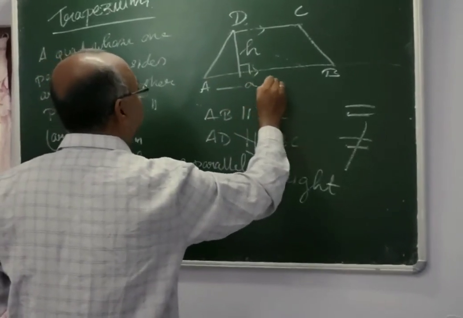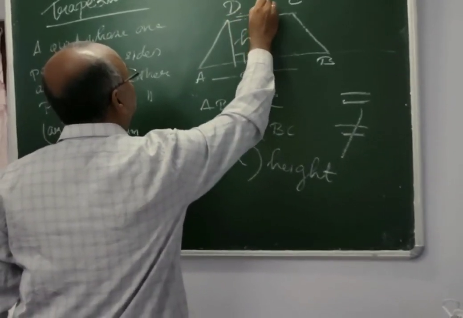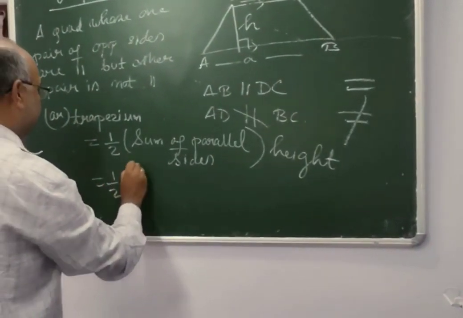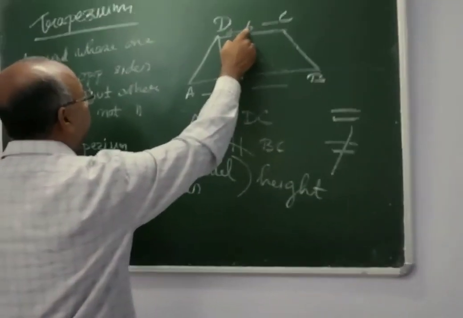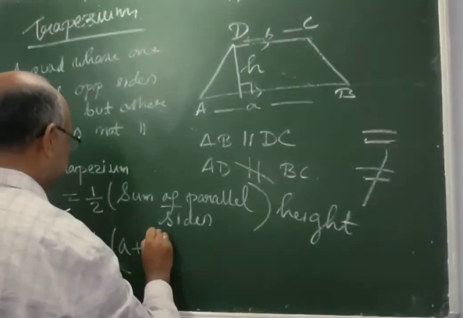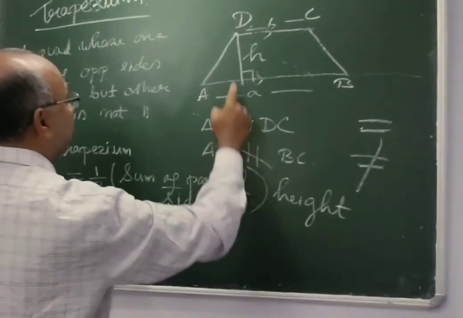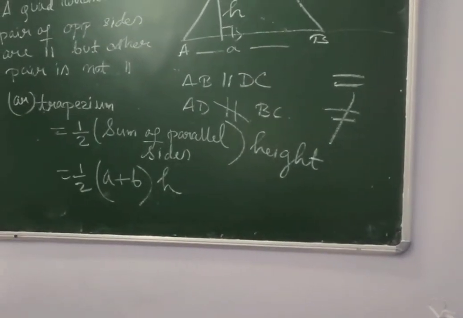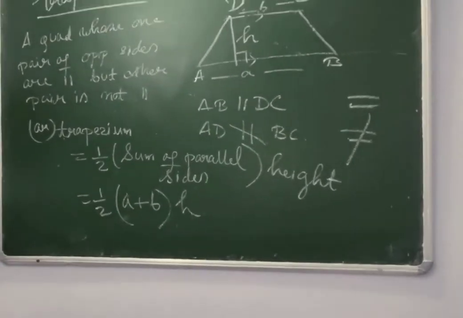This length is a and this length is suppose b. So according to the formula, half, sum of parallel sides means a plus b, into height. Height means h. So half (a plus b) into h. So I believe this much is clear to you. Thank you very much.